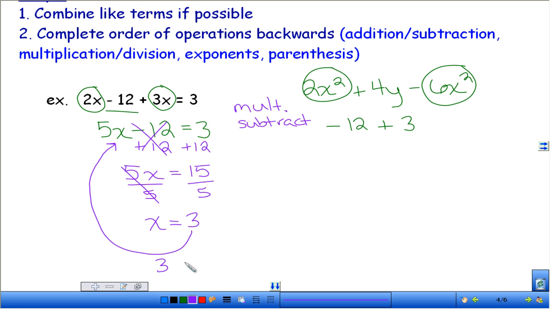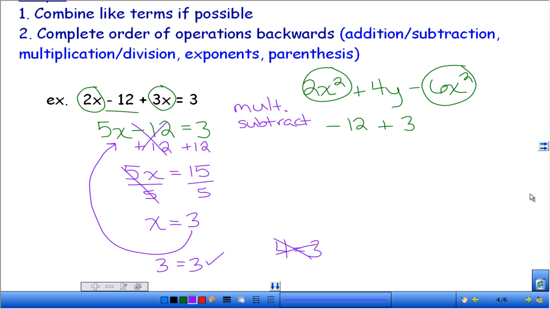If you get the same number equals the same number, whether it's a fraction, a decimal, a whole number, a negative number, as long as they equal each other, you're correct. If you get something like 4 equals 3, then you did not get the right answer. You need to go back and try it again. So get in the habit of checking your work. Questions on this first one?